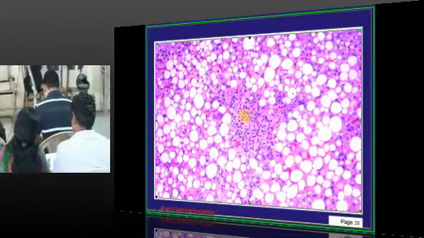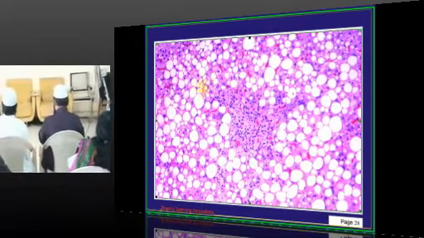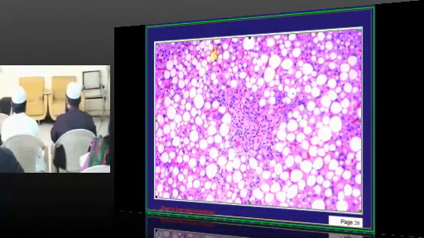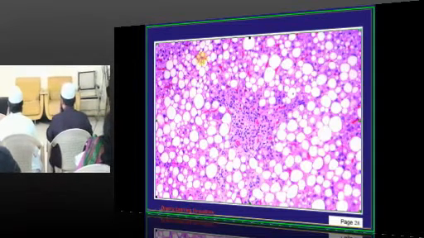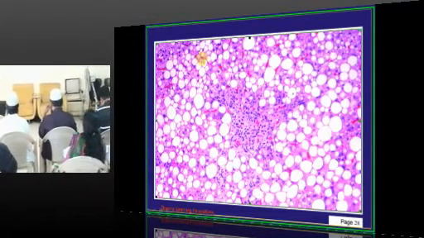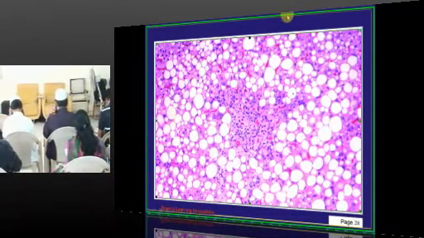Now there is a histopathology of the liver being shown. So what does this histopathology basically show? Macrovesicular steatohepatitis. There are two types, microvesicular and macrovesicular.